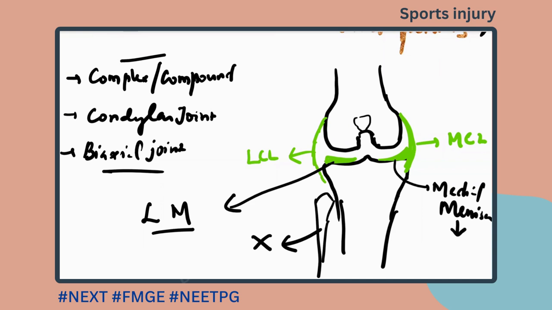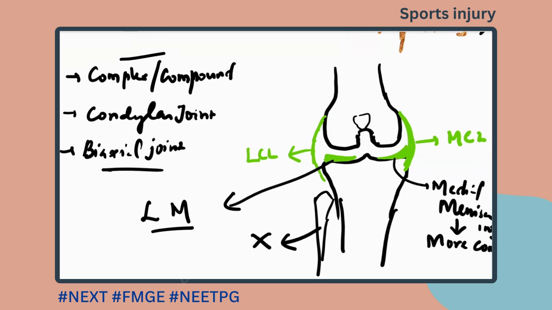So medial meniscal injuries are more common. When you compare medial meniscus and lateral meniscus, which meniscus is getting more injured? It is the medial meniscus. Why is the medial meniscus getting more injured? Because it is attached to the medial collateral ligament. It is not able to move here and there. It is stiff inside, so repeated movements can cause rupture of the medial meniscus. So medial meniscal injuries are common compared to lateral meniscal injuries.